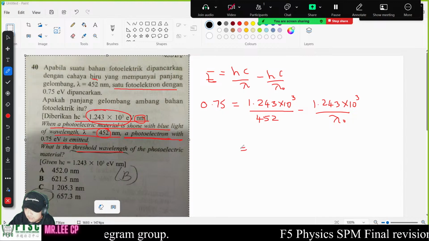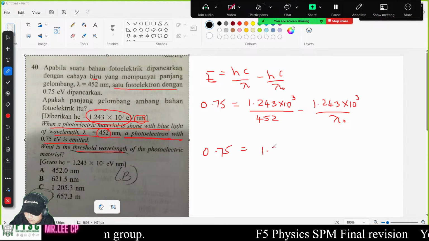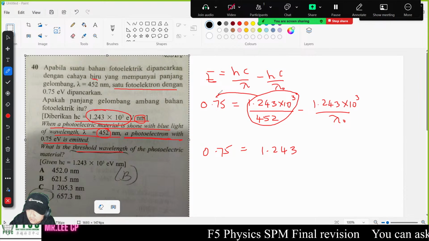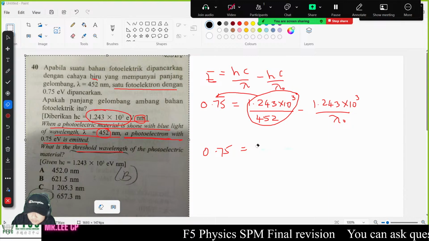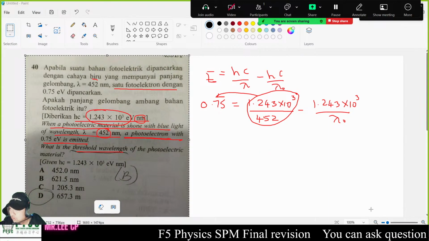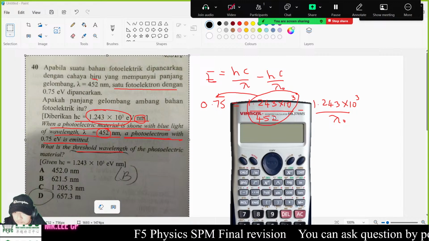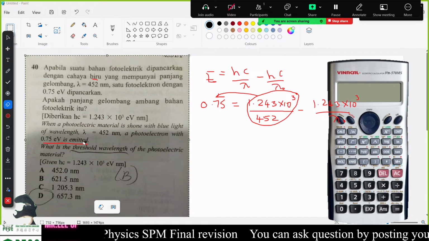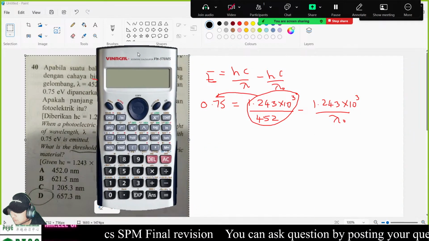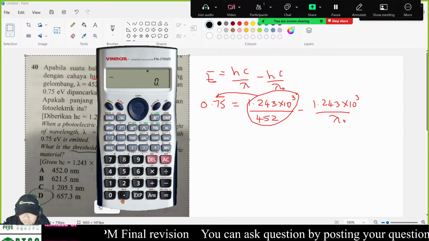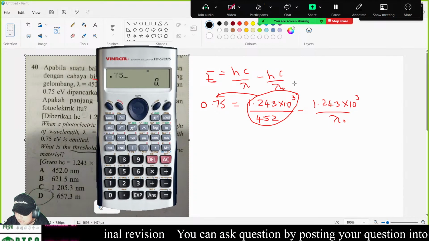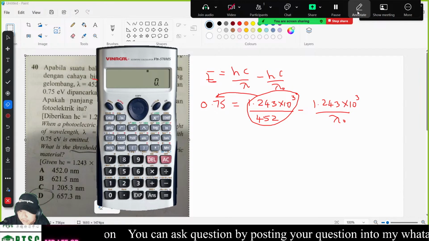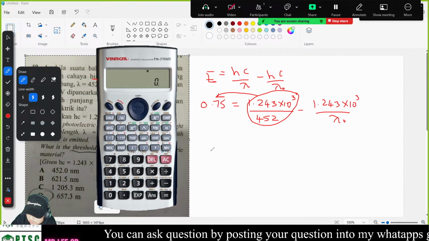Factorize the same thing out. 0.75, 1.243. Oh, no need. You just bring this one to here. So, what do we have? Wait, let me write off some first. Here, 0.75, 0.75. This whole thing comes to here and becomes positive.